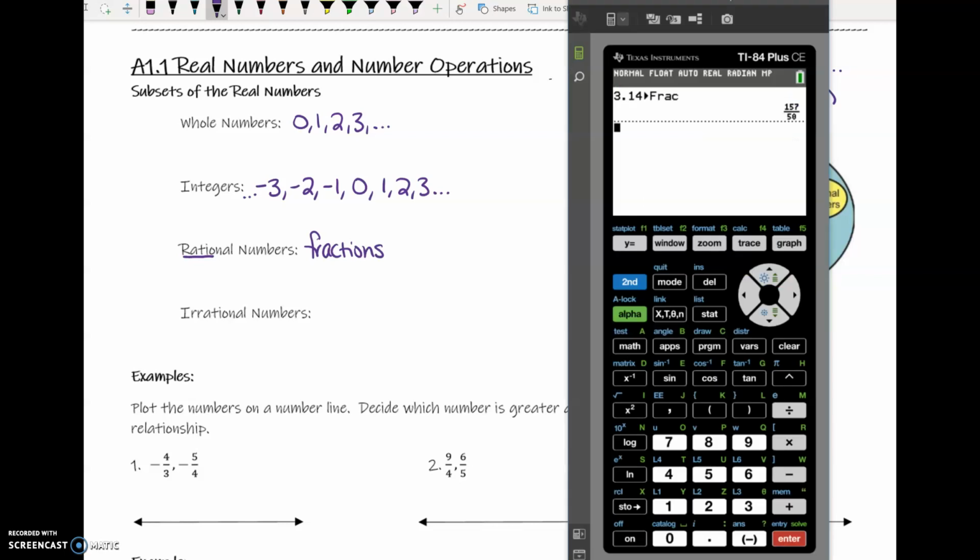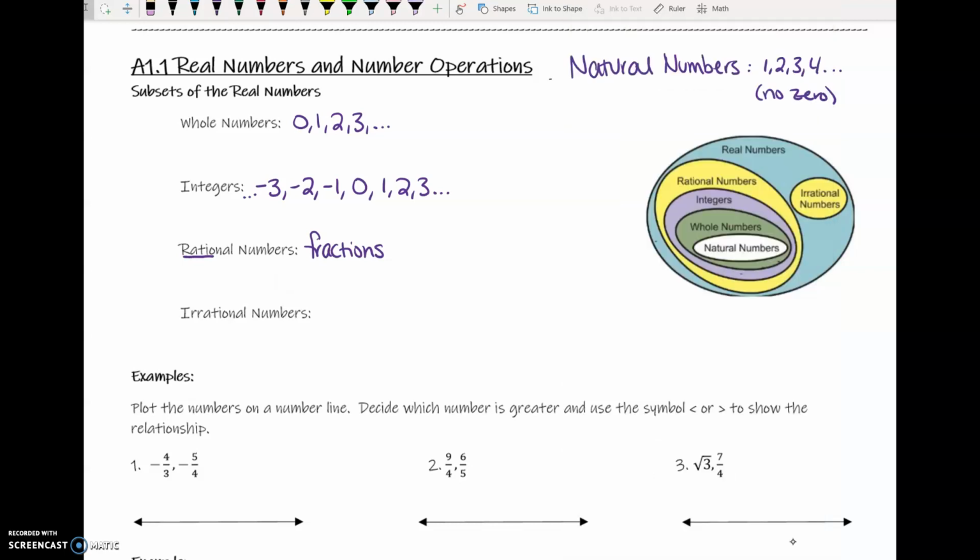Now, a hint on your calculator, if you take something like 0.25, you can push the math button and then that first option to fraction, so enter, enter, and it will change that decimal into a fraction. If your calculator will change the decimal into a fraction, it is a rational number. Rational numbers are decimals that terminate, that end, or that have a repeated pattern, and can be changed back into fractions.